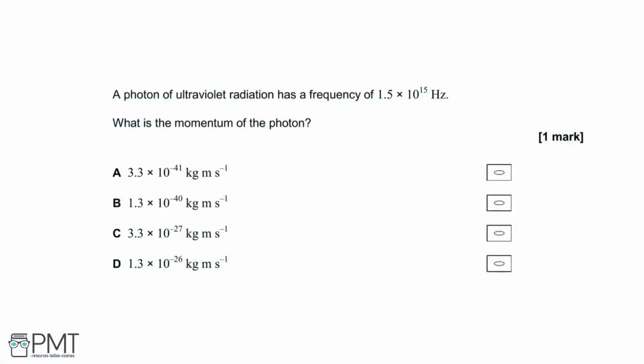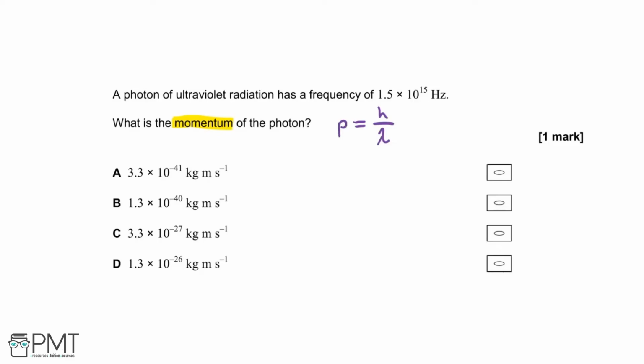A photon of ultraviolet radiation has a frequency of 1.5 times 10 to the power of 15 Hertz. What is the momentum of the photon? Now, the equation that we need to use for this question is going to be p equals h divided by lambda, and that gives us the momentum of a photon.